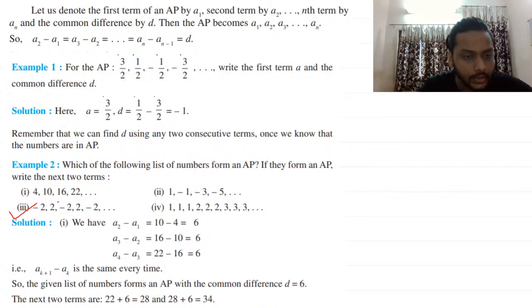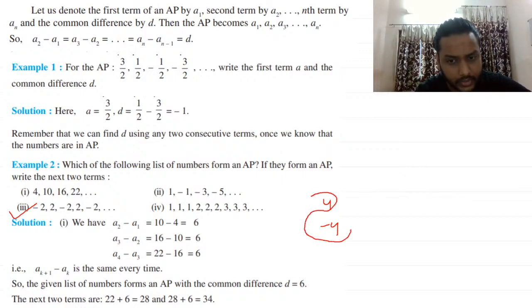Exactly, because if we talk about this one, अगर इसकी बात करें तो देखो क्या होगा. 2 minus of -2 will be 4. A2 minus A1, second term minus first term, आ गया 4. फिर third term minus second term जब मैं करूँगा -2 that will come out to be -4. यानी कि A2 minus A1 is not equal to A3 minus A2. Which means what? Which means it's not an AP.